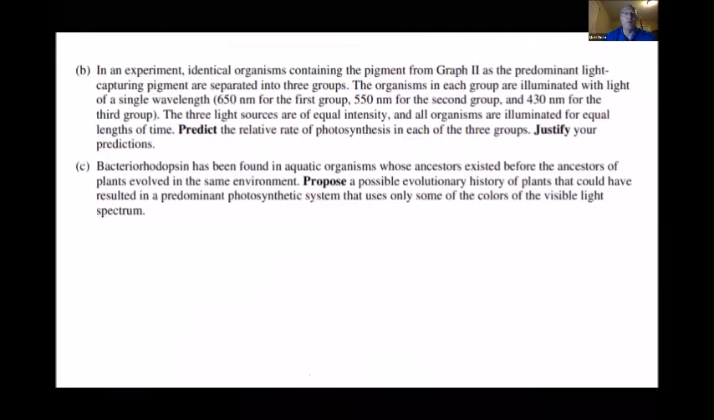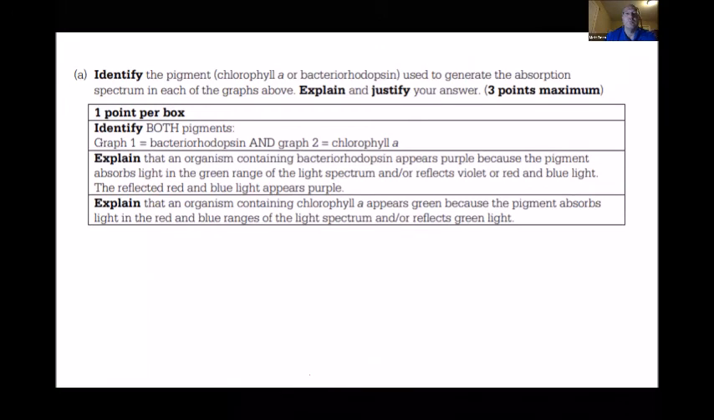So if we look at the rubric on that, again, you got 1 point for identifying both pigments, and you needed to say graph 1 is, graph 2 is. And then the whole explain thing, you could get 2 points if you explained it and justified your answer. 3 total points on part A.